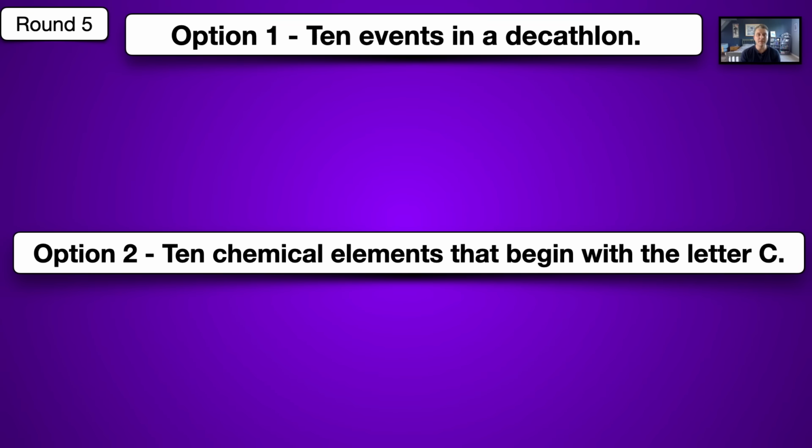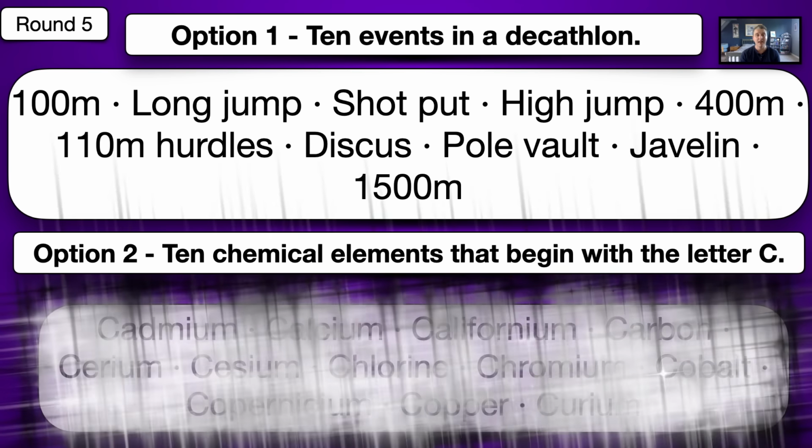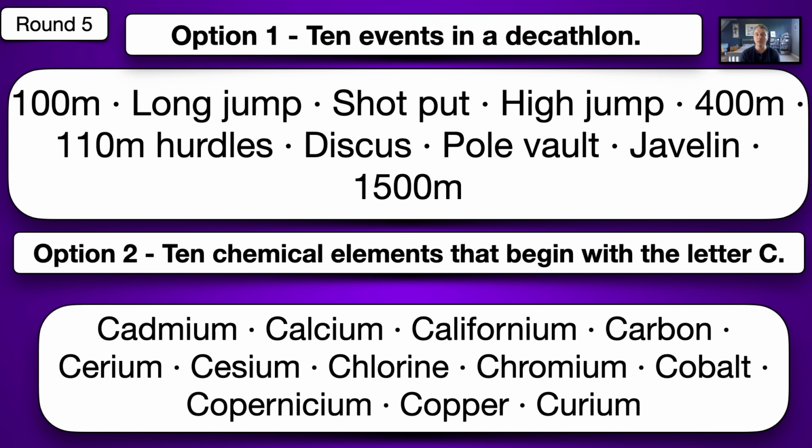The answers are round 5. Option 1, the 10 events in the decathlon. Also, you get 1 point for every correct one. They are the 100 metres, long jump, shot put, high jump, 400 metres, 110 metre hurdles, discus, pole vault, javelin, and the 1500 metres. Or if you went for option 2, 10 chemical elements that begin with the letter C. So from a possible 12, they are cadmium, calcium, californium, carbon, cerium, cesium, chlorine, chromium, cobalt, copernicium, copper, and curium.